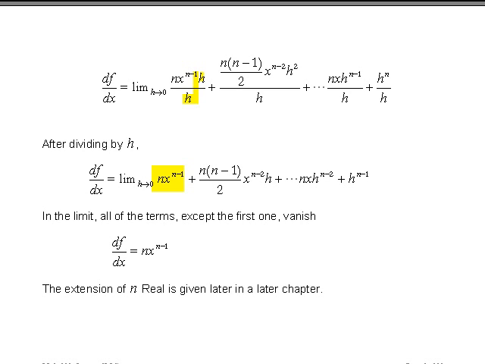Now look at this second term. I have an h squared here, and I just have an h in the denominator, so I end up with an h in this answer. I'm going to keep going like that because as I go down in these terms, the power of h in the numerator is going to increase and increase and increase.